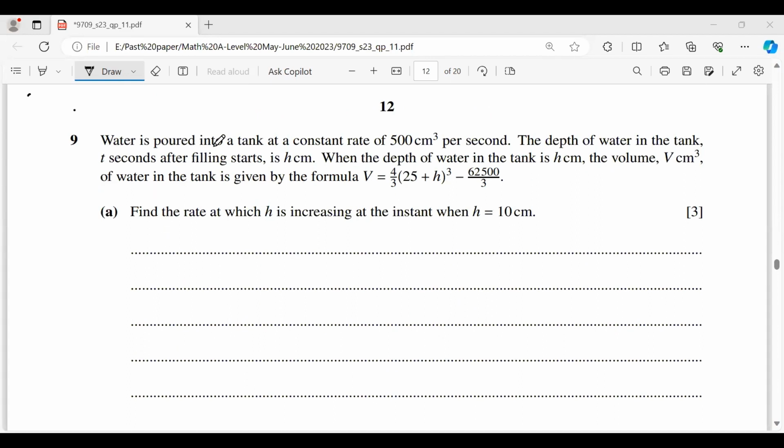Question nine. Water is poured into a tank at a constant rate of 500 centimeter cube per second. The depth of water in the tank 3 seconds after filling starts is 8 centimeters. When the depth of water in the tank is h centimeters, the volume V centimeters cubed of water in the tank is given by this formula. Find the rate at which h is increasing at the instant when h equals 10 centimeters. Per second, the constant rate is 500 centimeter cube. So how about if h is 10 centimeters? How much is the rate?